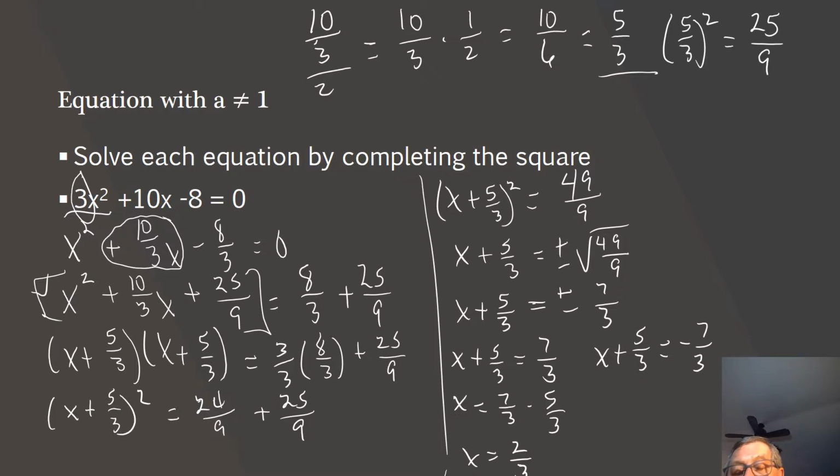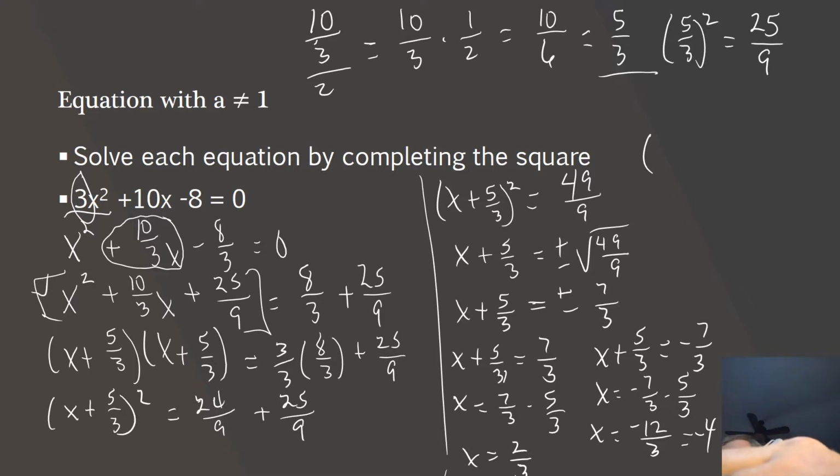7/3 minus 5/3 is 2/3. And then on the right side of this, we got x equals negative 7/3 minus 5/3. So x is equal to negative 7, negative 5, negative 12/3. And we can divide negative 12 by 3, and when we do, that's going to equal negative 4. So our solution here, by completing the square, is negative 4 and 2/3.